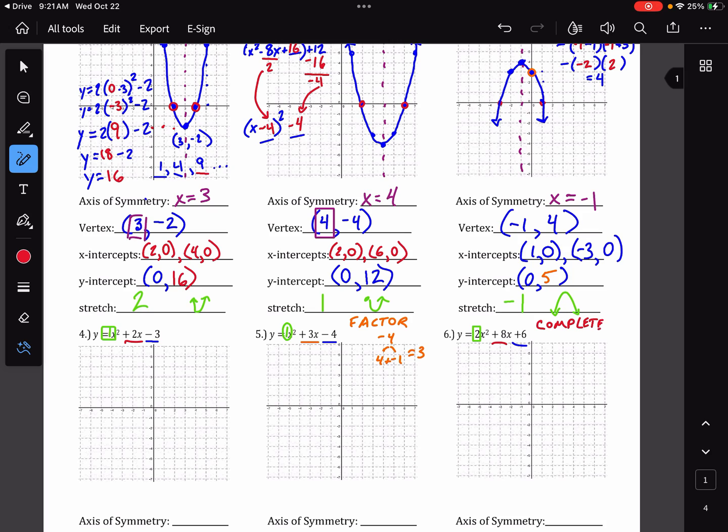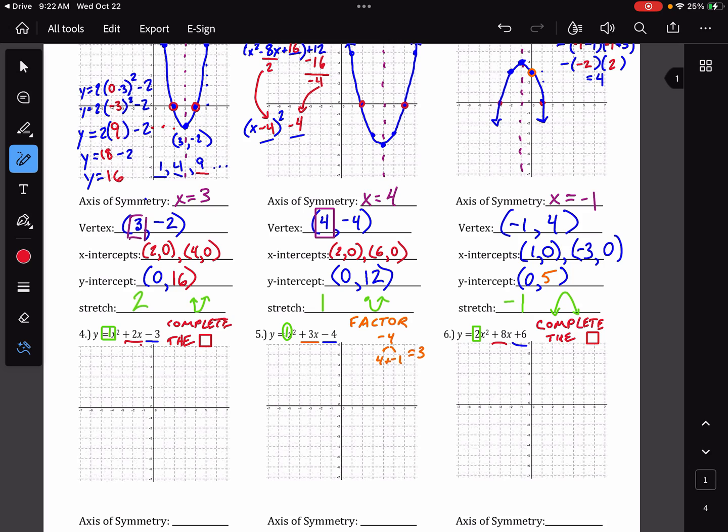Complete the square. Sometimes the snap to shape thing is nice, other times it is not. Complete the square. Okay. So let's go with completing the square first.